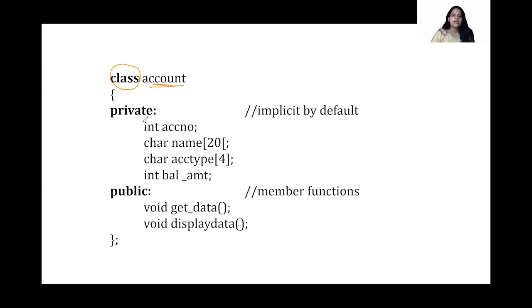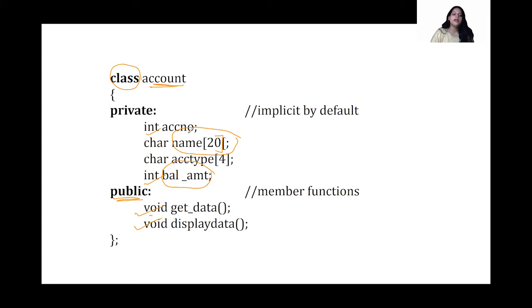In this, I'm having private. Under private, I have int account number, character array of name 20. This has to be like this. Then I have another array of type character. Then again, I'm having a balance amount as int, right? Now in public, I have two functions, void get data and void display data.